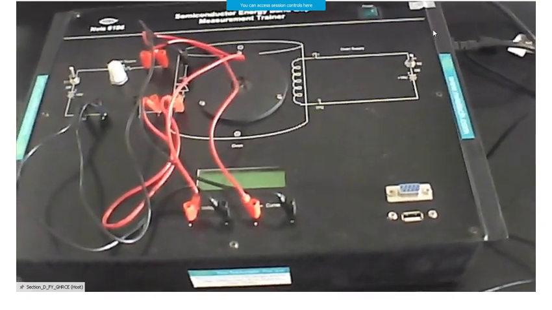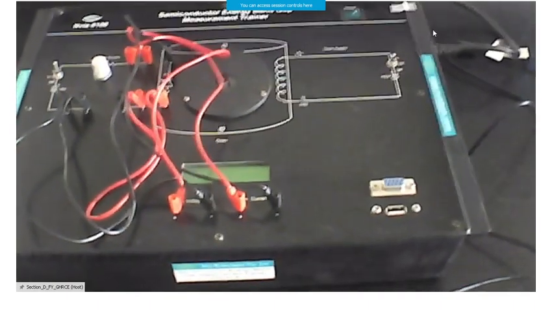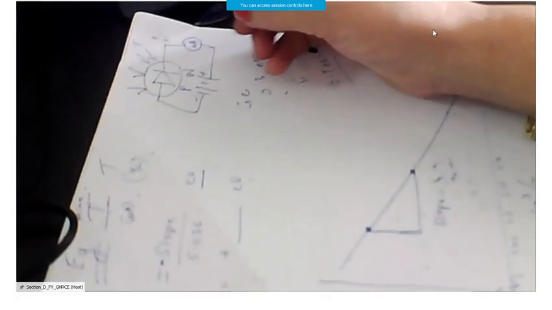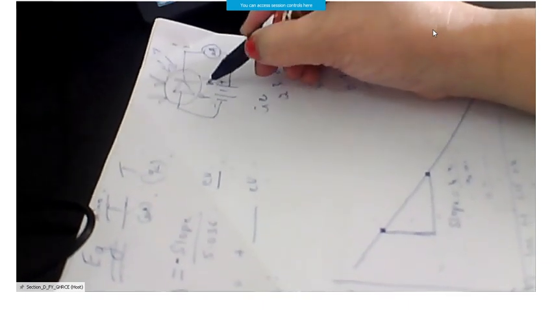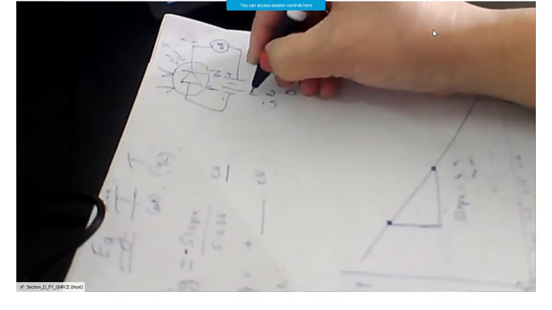Now in this experiment we are going to determine the band gap of a diode. So the first component of our experiment is a PN junction diode. If you look, this is our PN junction diode. In the symbol of the diode, the triangle indicates P and the line indicates N. Now there are two ways of biasing this diode, either forward bias or reverse bias. In this experiment we are going to reverse bias the diode.